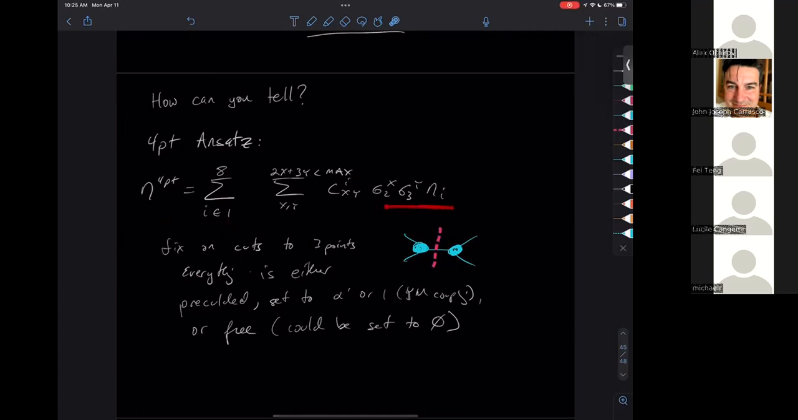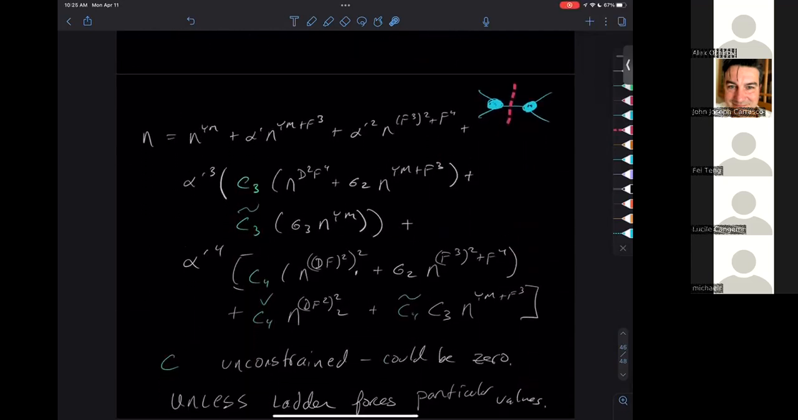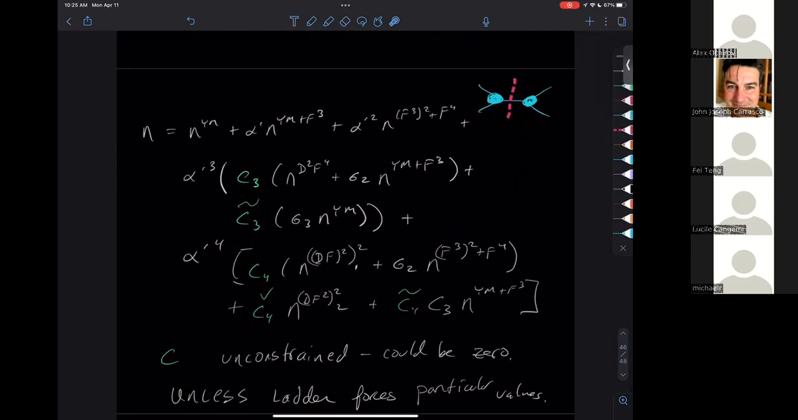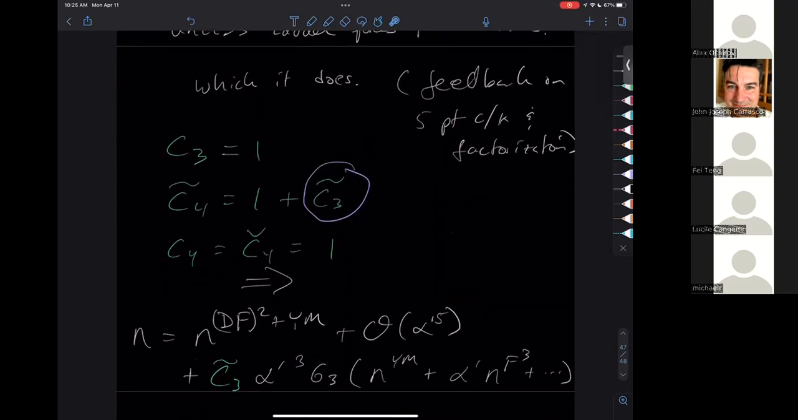So in any case, this is definitely going to be colored dual. You fix on factorization, so it's talking about the theory you're talking about, right? And so fixing on factorization to trace F squared and trace F cubed fixes through alpha prime squared, but then we've got free coefficients. And these C's are unconstrained. They could be zero unless consideration of 5 point forces them to take on particular values, at which point then things start feeding into higher and higher mass dimension, which it does. This is just feedback from 5 point color kinematics and factorization. Things are set to unity with a free coefficient.